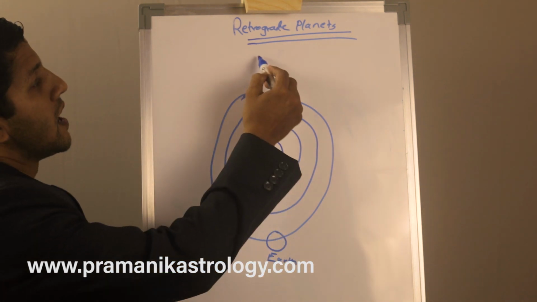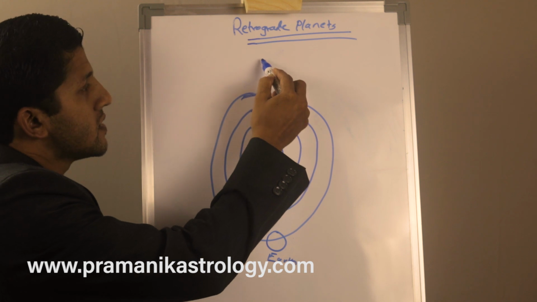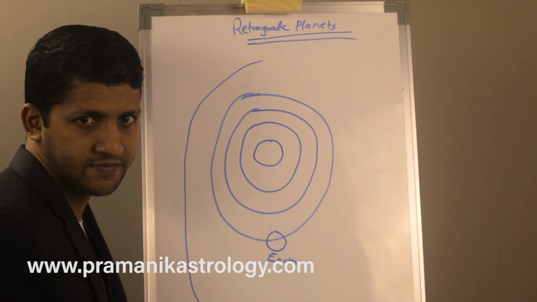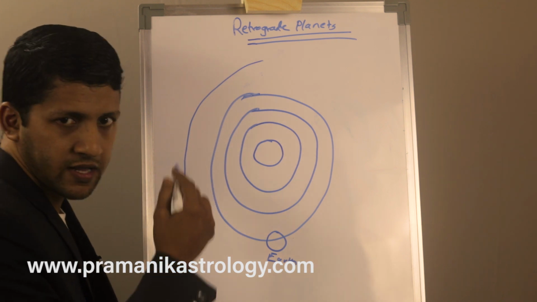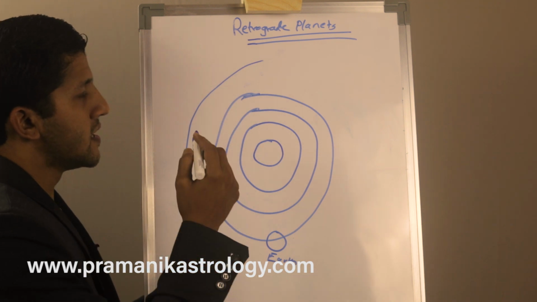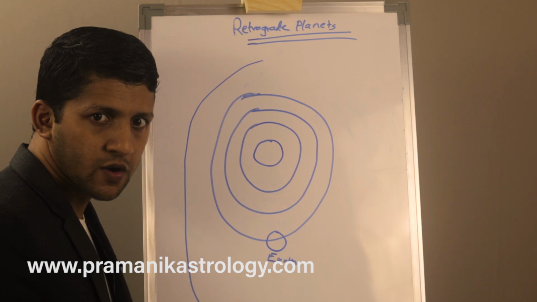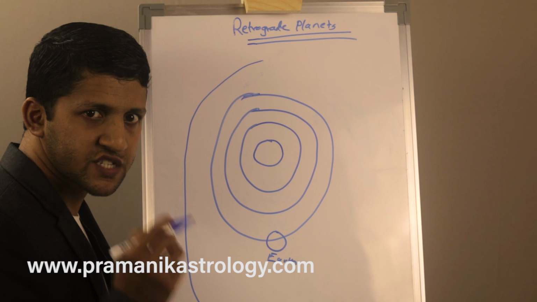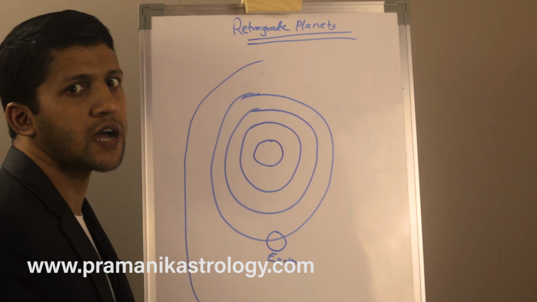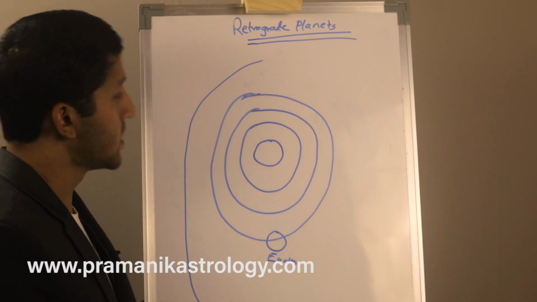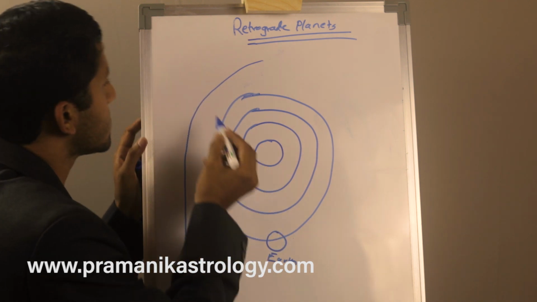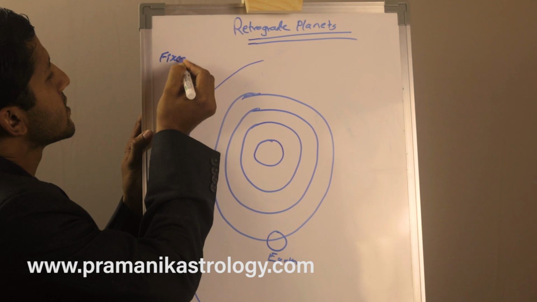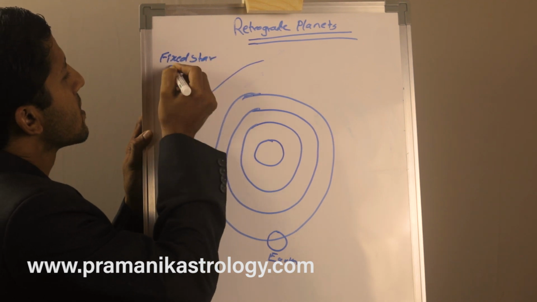And here are the fixed star constellations in the sky. This is not an orbit. This is the fixed star constellation. Why are they called fixed? Because they don't move. Planets move. These fixed star constellations do not move. These are the nakshatras. We will name them fixed star constellations.